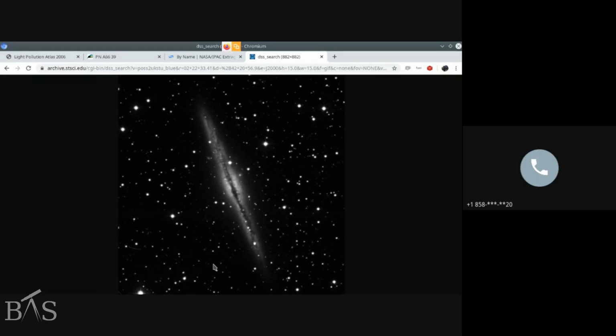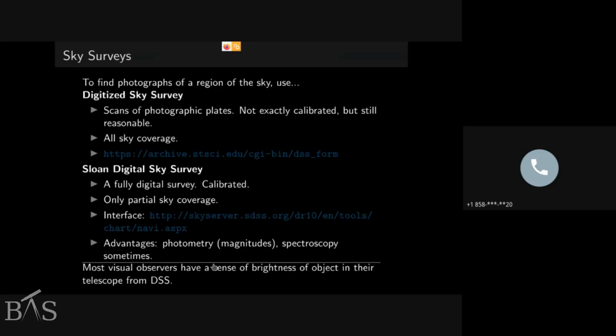Sorry, I'm going through this very fast, but this is something that you can do at home, try, and this is how we all get these roughly calibrated images. Then there's the Sloan Digital Sky Survey, which is mostly Northern Hemisphere. It doesn't have very good coverage. The telescope is in the Southern United States. But it has other advantages. It's a much better image and so on and so forth. But like I said, most visual observers have a sense of the brightness of the object in their telescope by looking at the DSS plate. That's how we determine observability.